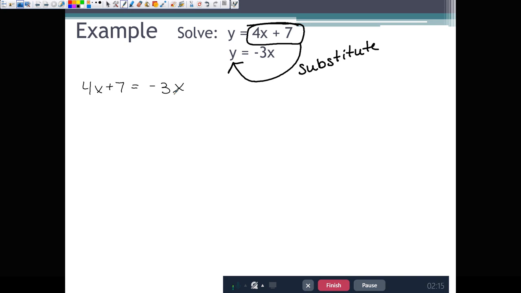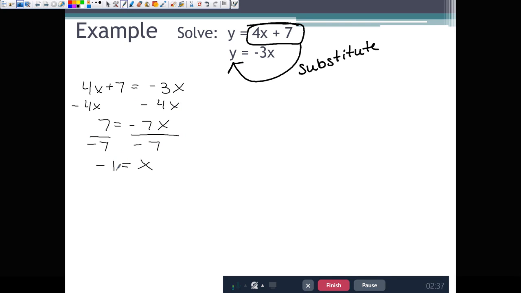Once I substitute it into the other equation, like I just did, I'm going to solve for the variable, x. So I'm going to subtract 4x from both sides and get 7 equals negative 7x. Then I'm going to divide by negative 7. So x is going to equal negative 1.